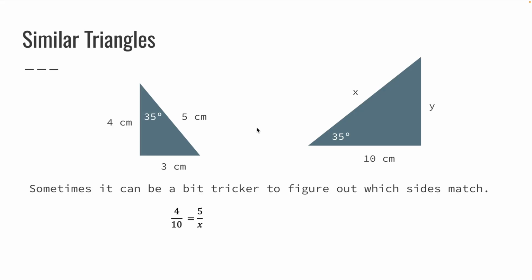So if I want to figure out x, I'm going to say 4 over 10, those are the sides that match, equal 5 over x. And then I'm going to cross multiply and divide. For the next one, I'm going to do 4 over 10 equals 3 over y. Cross multiply and divide. And so I get my new sides is 12.5 and 7.5.